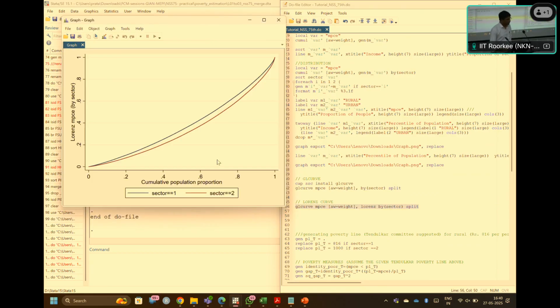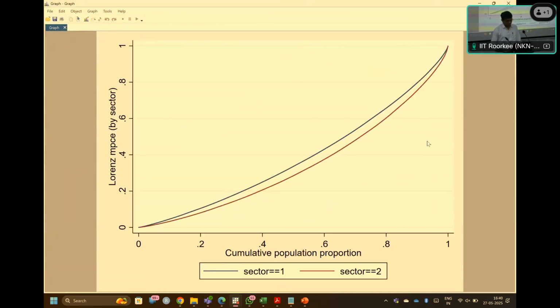Is it 0, 1 and 0, 1, right? It's on the vertical axis, I cannot see from here. 0, 1, 0, 1, then it's the Lorentz curve. I think I have to make it big. Yeah, there you go. This is the Lorentz curve we have, and by sector, it's 2 for urban and 1 for rural. So you can see kind of a dominance here.